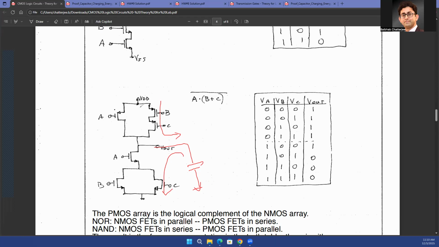Because while charging, the resistance of the on switches will create an RC time constant. While discharging, the resistance of the on switches in the pull-down network will create an RC time constant. So you'll have an RC time constant both during charging as well as during discharging, because the transistors have resistances themselves. They are not ideal switches, and that is the reason why you'll have these RC time constants.